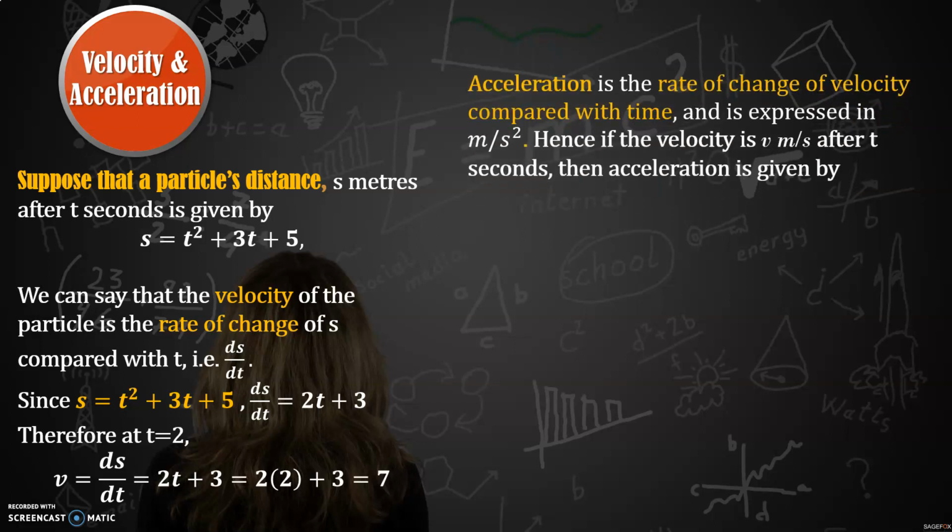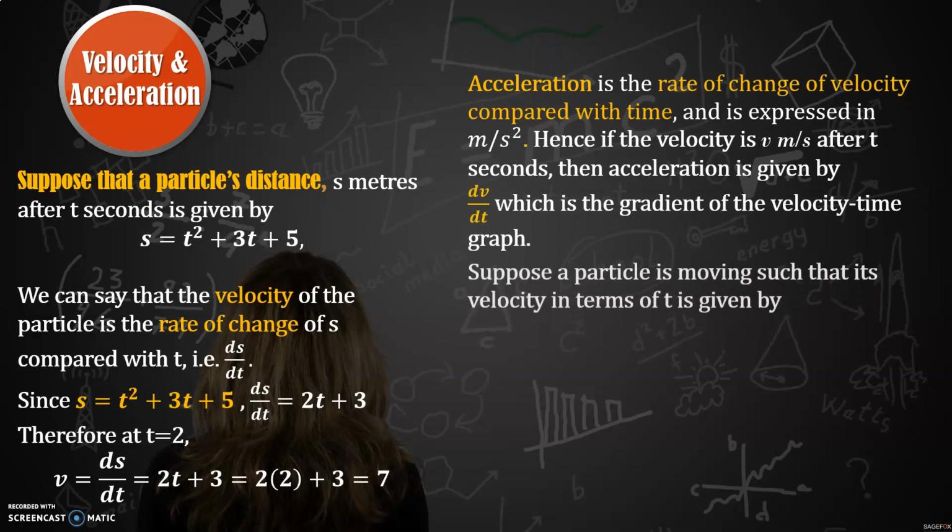Acceleration is the rate of change of velocity compared with time and is expressed in meters per second squared. Hence, if the velocity is v meters per second after t seconds, then acceleration is given as dv/dt, which is the gradient of the velocity-time graph.